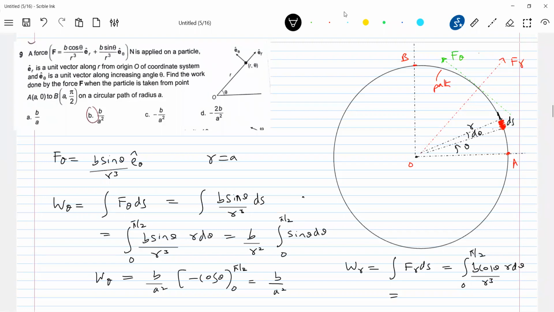No, you'll get non-zero. But how will that force Fr be? Everywhere, every time it will be acting normal to the path. So here I should write cos 90. This cos 90 has come from the angle between Fr and ds bar. Fr will be normal to the displacement. So therefore, there's no need of anything. Just write in the next step that it equals 0. Okay, got this one? Why this cos 90? Because everywhere Fr will act perpendicular.